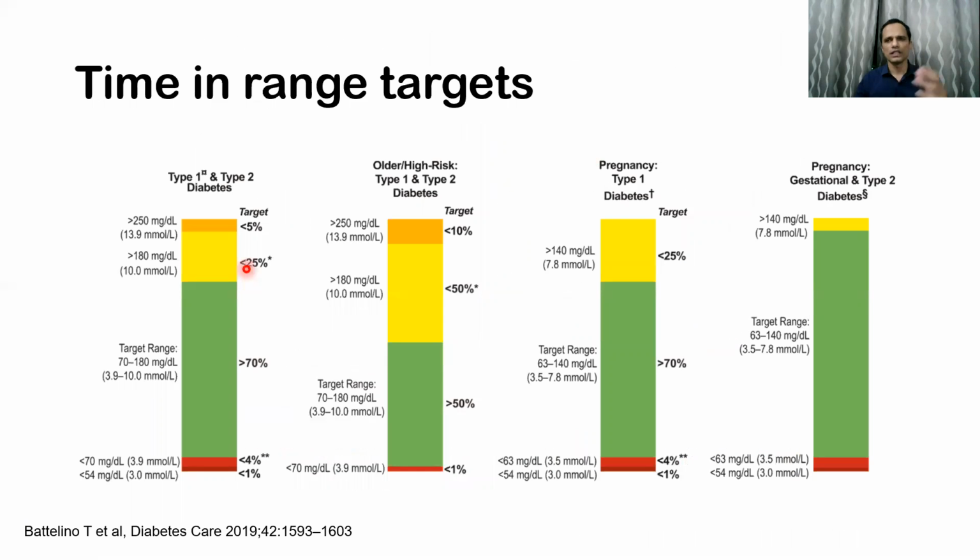This is a visual presentation of the different timing range targets, which will be discussed, as I said, in the subsequent talk. But the one key message here is that for most patients with type 1 diabetes, we must ensure that at least 70% of the readings are within the range of 70 to 180, less than 4% of readings are less than 70, and less than 25% of readings are more than 180.